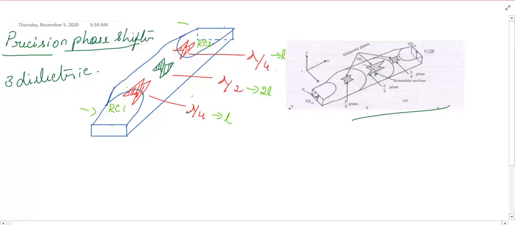So why are we considering lambda by 4, lambda by 2, and lambda by 4? This will give a phase shift of 90 degrees, and if this gives a phase shift of 90 degrees, that means this should give a phase shift of 180 degrees, right? So with this we can attain a phase shift, or a phase constant, whatever we are considering, of 180 degrees, and this will be 90 degrees. This is actually the aim. That's why we are considering those lengths.